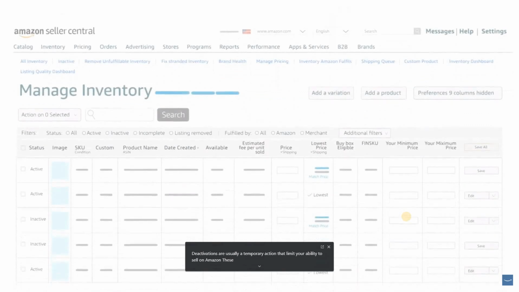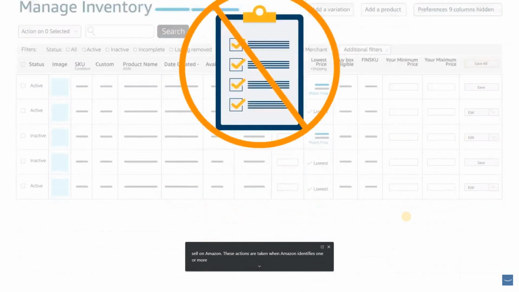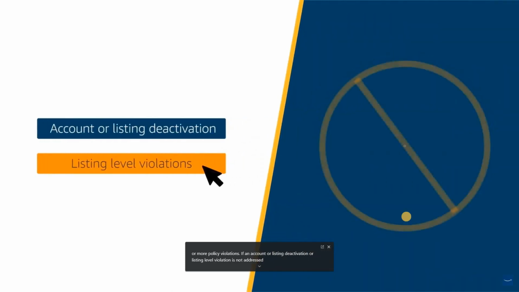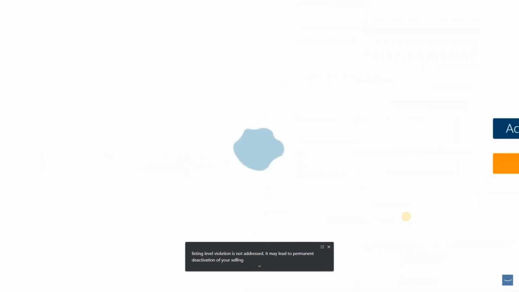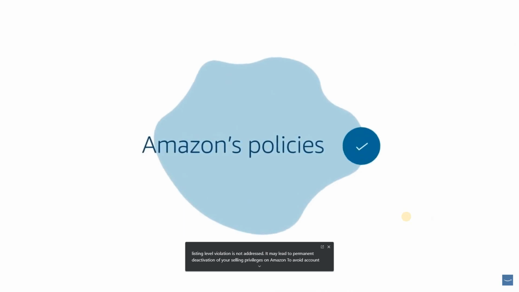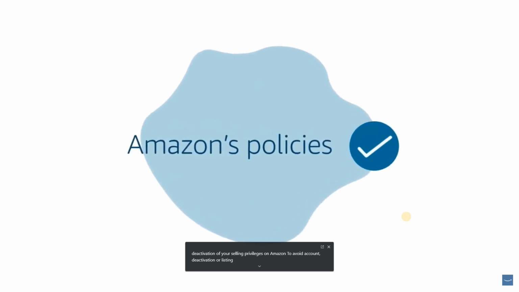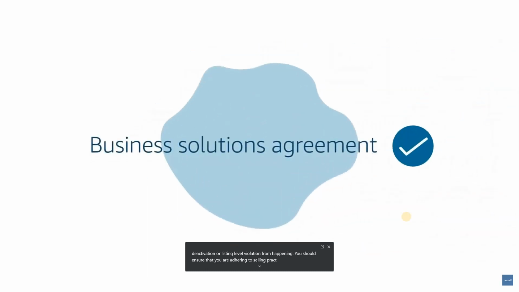These actions are taken when Amazon identifies one or more policy violations. If an account or listing deactivation or listing level violation is not addressed, it may lead to permanent deactivation of your selling privileges on Amazon. To avoid account deactivation or listing level violation from happening, you should ensure that you are adhering to selling practices in accordance with Amazon's policies and business solutions agreement.